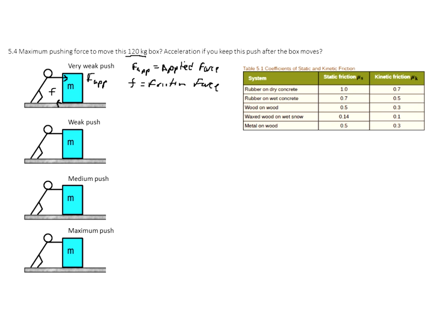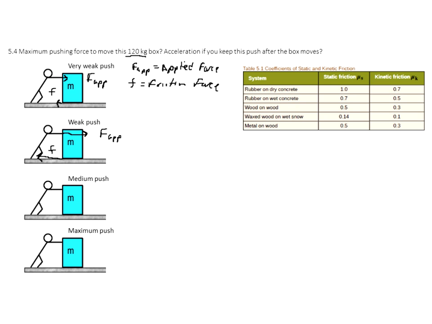So that's a very weak push. So now we're exerting a weak push. Is that too big of a push for a weak push? I will go with that. So here's the applied force, and I apologize, I didn't draw this very well. I have my arrow up in the air here.